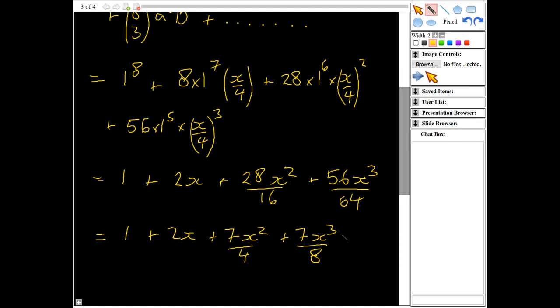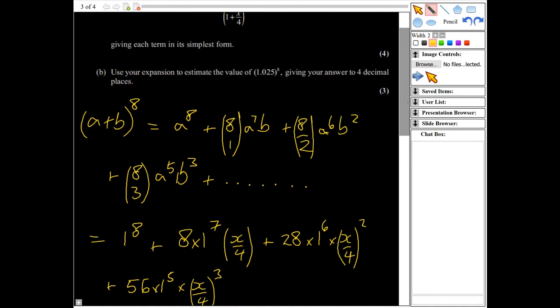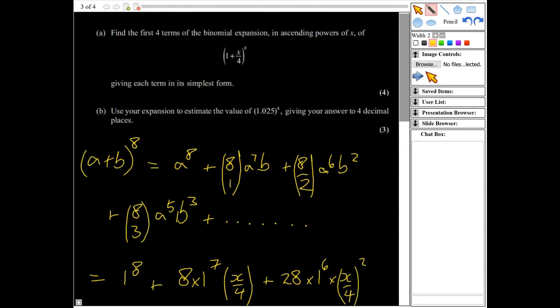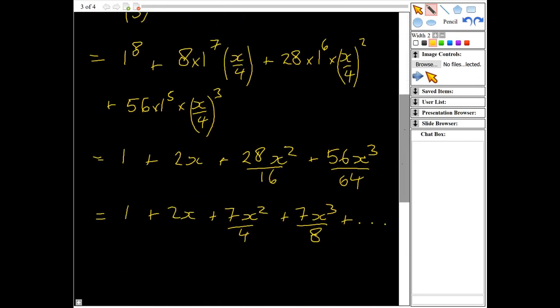So the first four terms, I guess there'll be more terms than that, but in answering the question, it said, find the first four terms of the binomial expansion in ascending powers of x of that, giving each term its simplest form. So that's exactly what I've got. So I've got 1 plus 2x plus 7x squared over 4 plus 7x cubed over 8 plus dot dot dot, and that's my first four terms.